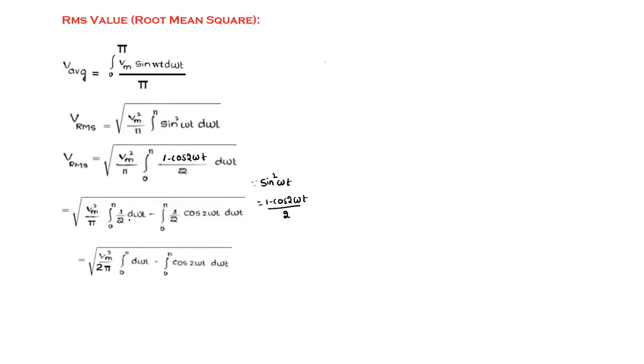For both the terms 1 by 2 is common, that's why I am taking 1 by 2 common. That's why Vm square by 2 pi. Taking separately, 0 to pi d omega t minus 0 to pi cos 2 omega t. As we know, the integration of d omega t is omega t, and the integration of cos 2 omega t is sin 2 omega t by 2. The limits are 0 to pi, here also 0 to pi.